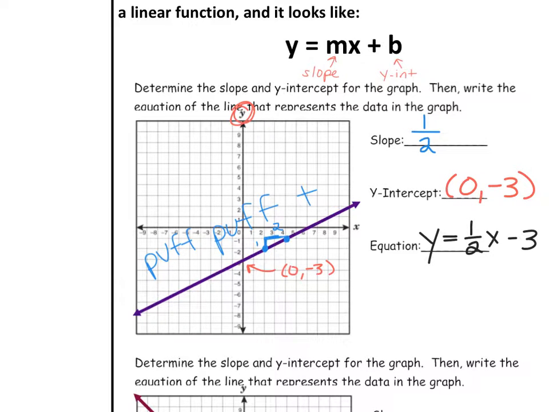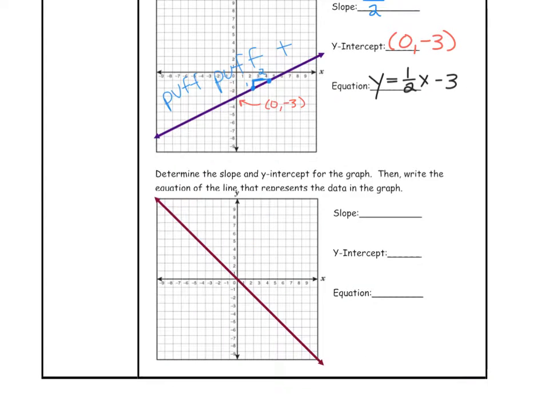You can put plus -3 if you want, but you do not have to, okay? This next line, that is, for me, it's red. Is it puff, puff, positive or nice, negative? No, it's nice, negative. Okay, so this is nice, negative, so whenever we write our slope, it has to have a negative sign in front of it, remember?